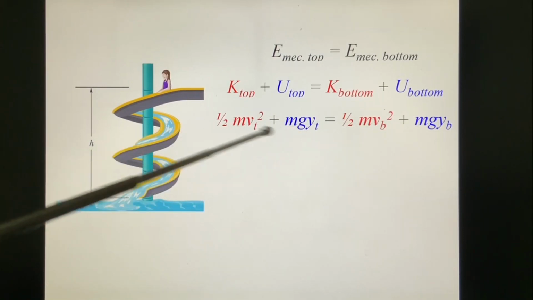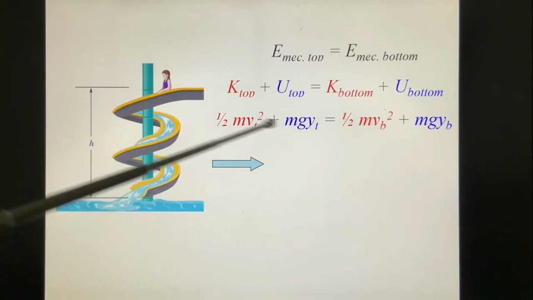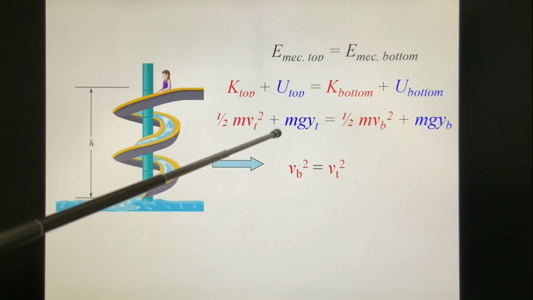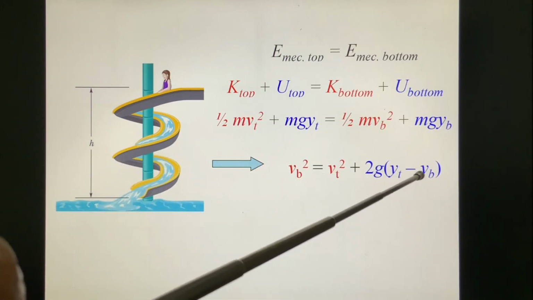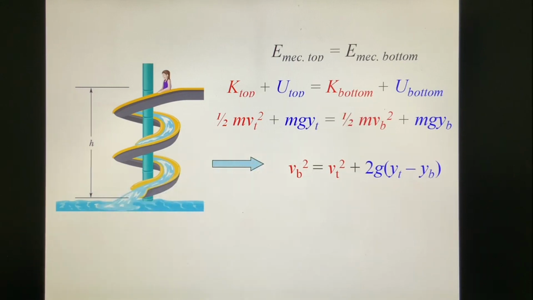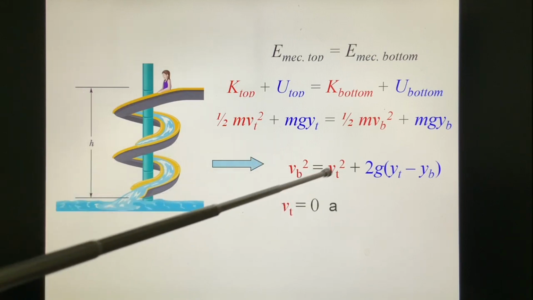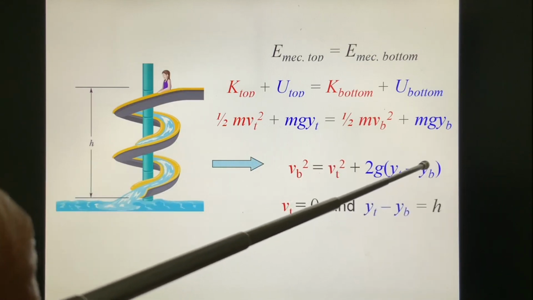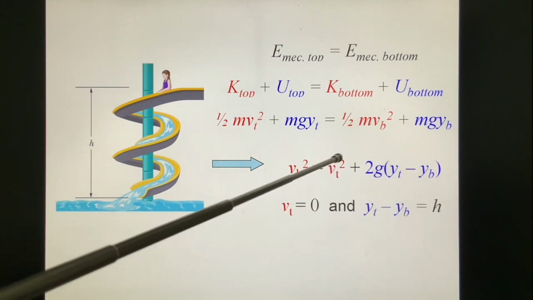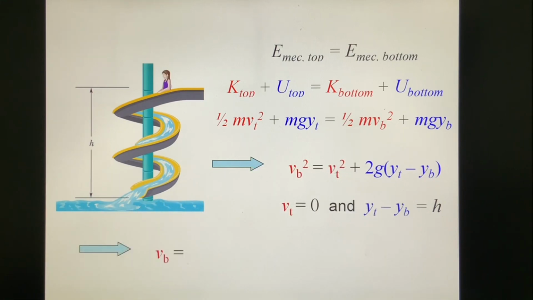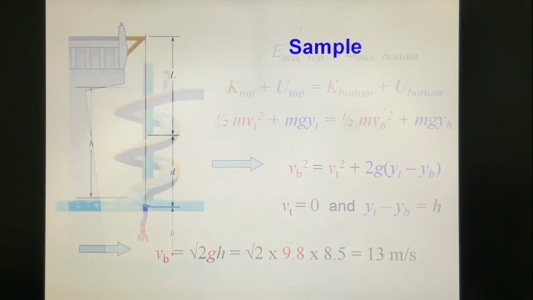From this equation, we find v_b squared equals v_i squared, m cancels out, plus 2g times (y_top minus y_bottom). As you see, we know this for everything. This is 0, and y_b is 0, so y_top minus y_bottom is h. This is 0, so v_b equals the square root of 2gh. Get it? Much easier to do it.